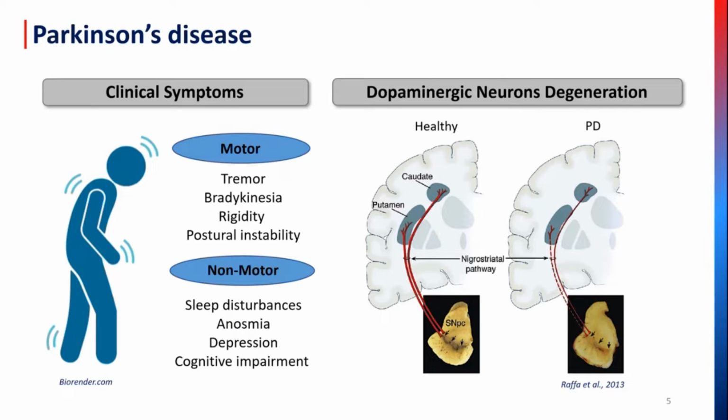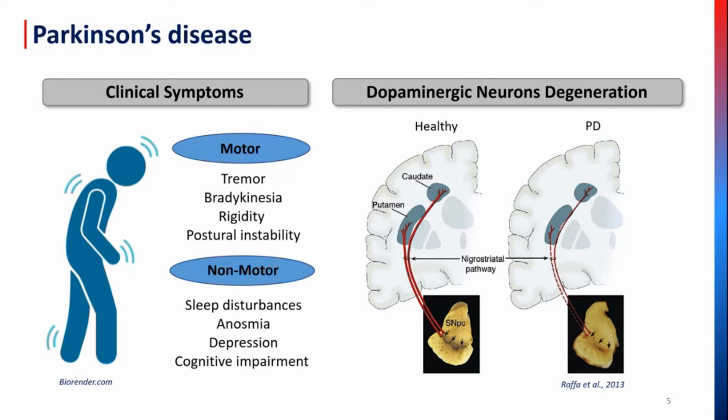The most characteristic sign of Parkinson's disease, which is probably the one that you mostly know, is the presence of motor symptoms, which include tremors and postural instability. But patients also present a variety of non-motor symptoms, including sleep disturbances and loss of smell, which can actually appear a long time before motor symptoms appear.